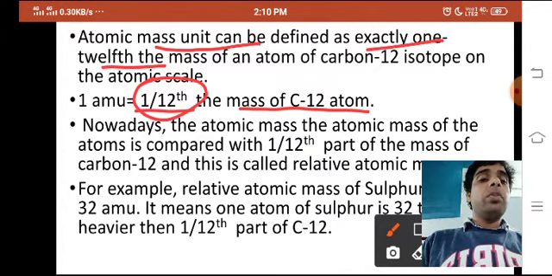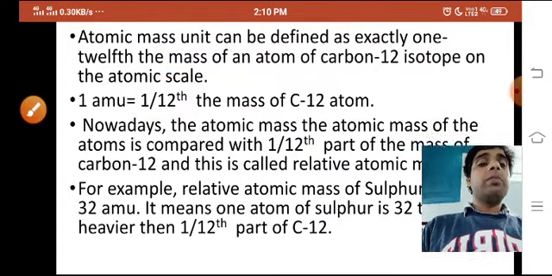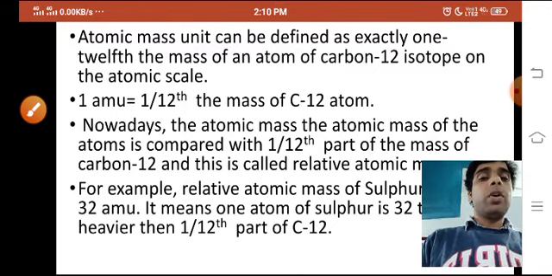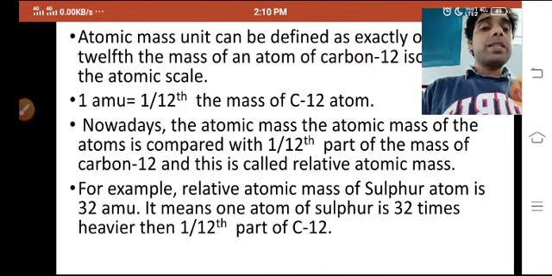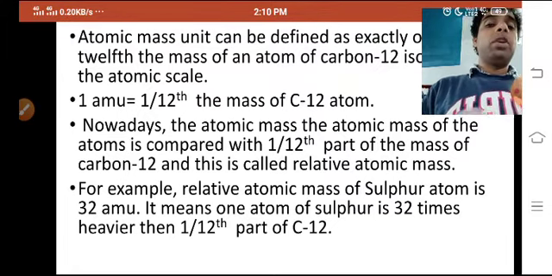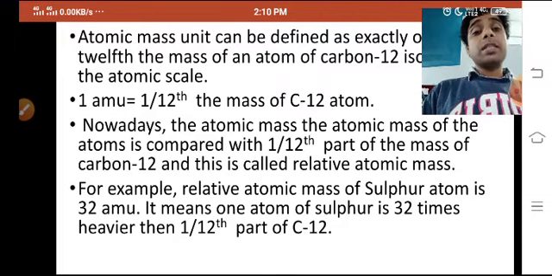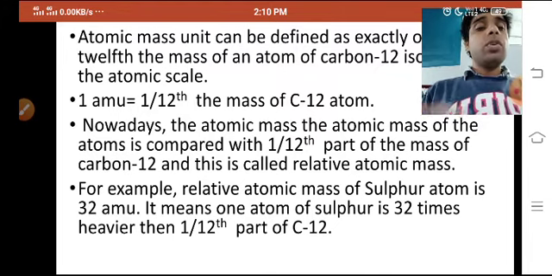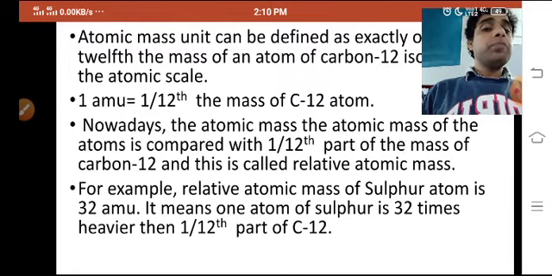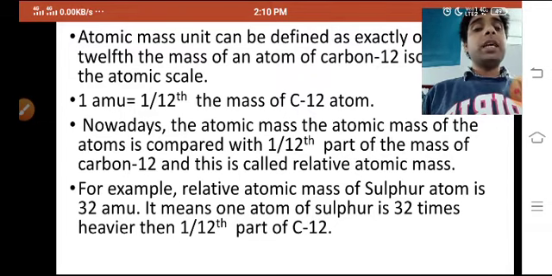Isotope on the atomic scale, so I will compare everything with this formula. Nowadays the atomic mass of an atom is compared with this 1/12th part of the mass of carbon 12. For example, the relative atomic mass of a sulfur atom is 32 AMU. What does it mean? It means that sulfur is 32 times heavier than 1/12th part of a carbon 12 atom.